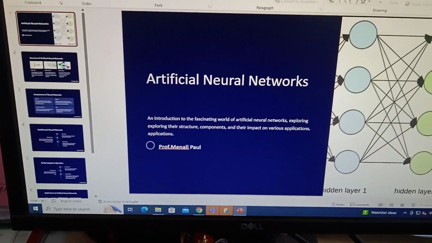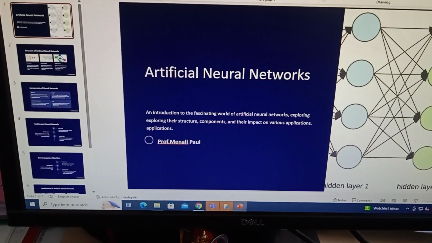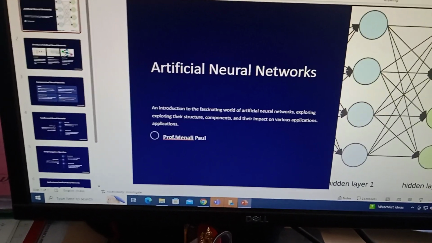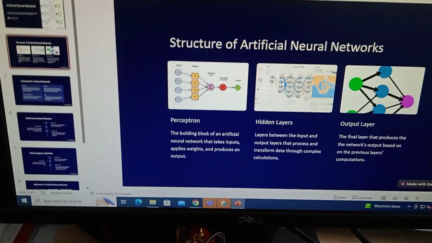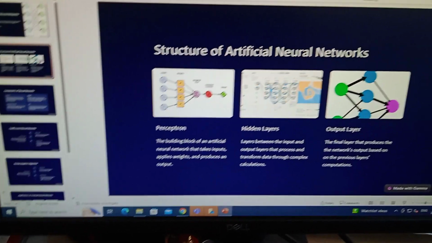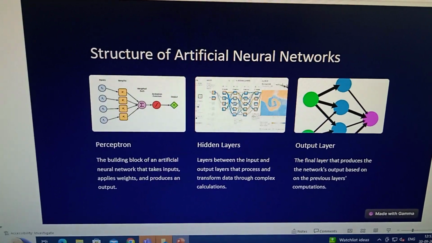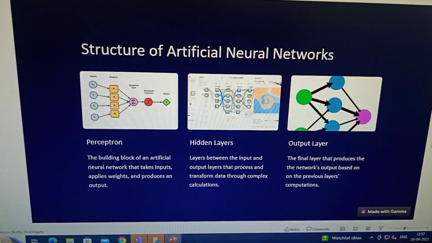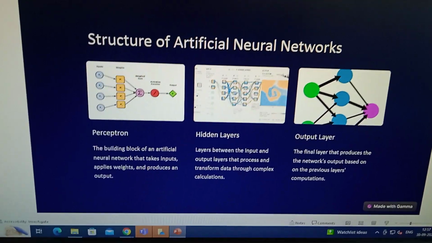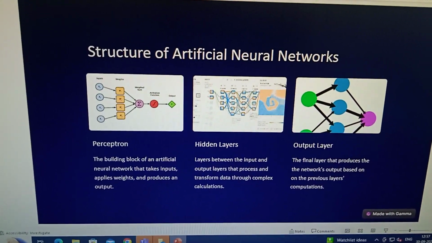Good afternoon, students. Today, our topic is artificial neural network. It's one of the neural networks which has been inbuilt in deep learning. So, when we talk about artificial neural network, we deal with three things. First is perceptron, hidden layer, and output layer.